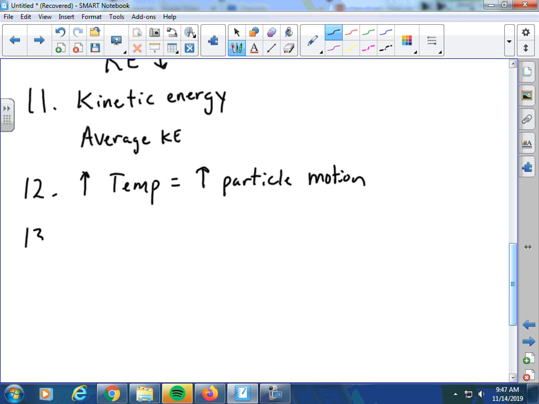Number 13, in terms of the kinetic molecular theory of gases, explain how increasing the temperature of a gas confined in a rigid container causes an increase in the pressure of the gas. So if the pressure is because of the particles hitting off the sides of the container, doesn't it make sense that if we increase the temperature, we are going to increase how often the particles collide with the walls?